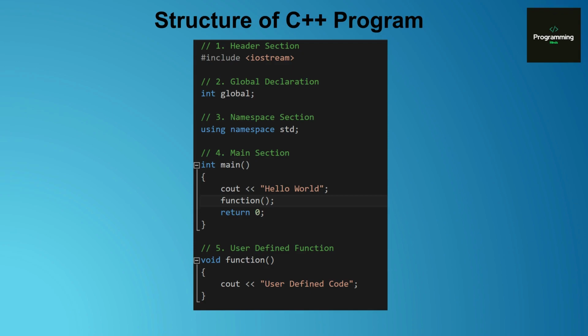The header section is nothing but #include <iostream> in this code. This section is used by C++ to include all the standard libraries into the code. iostream is a standard C++ library, and #include <iostream> includes that library into the code.